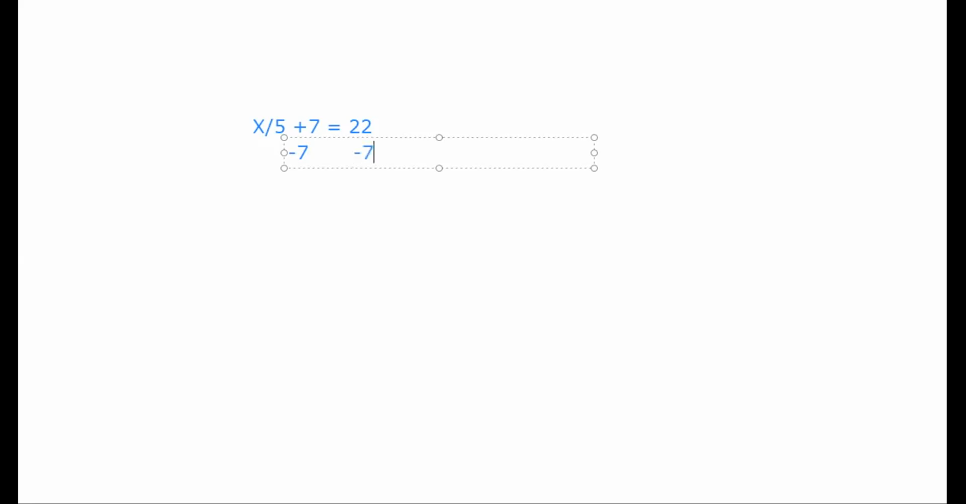Do the same thing on both sides. 7 minus 7 here gives me 0, so that's canceled out. On the right-hand side, 22 minus 7 gives me 15. So the next row down, x divided by 5. What's remaining now in my problem is x divided by 5 equals 15.